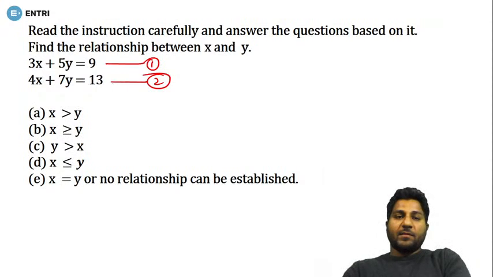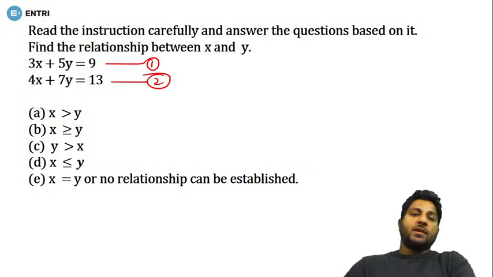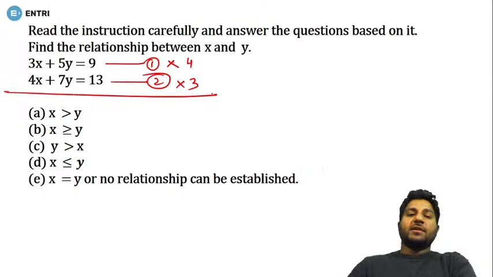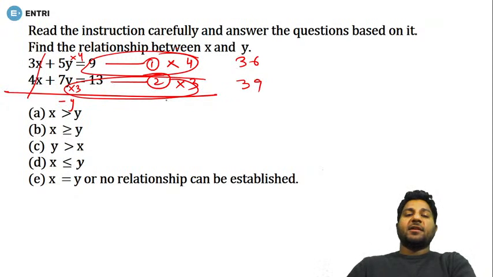Tell me the answer of this question. Come on, guys, I want you to perform well. So how are you going to do that? You will multiply with 4 here and multiply with 3 here. After solving this, you will be eliminating the value of x. So 5 4s are 20 and 7 3s are 21, so minus y will arrive. Here 9 4s are 36, 13 3s are 39. So the value of y will come as 3.